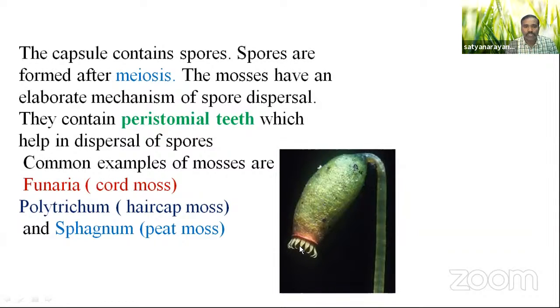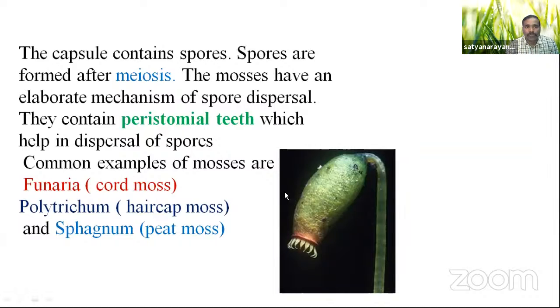The peristomial teeth are useful. So within the capsule, you can find spore mother cells. The spore mother cells undergo meiotic division and produce the spores. So spores are present in the capsule. When the spores are developed, the peristomial teeth will open and the spores will disperse into the air, and they fall down on the soil and produce the gametophyte.